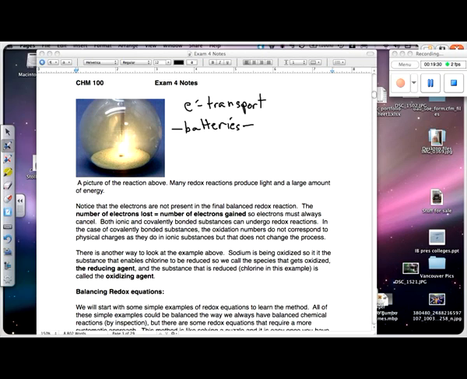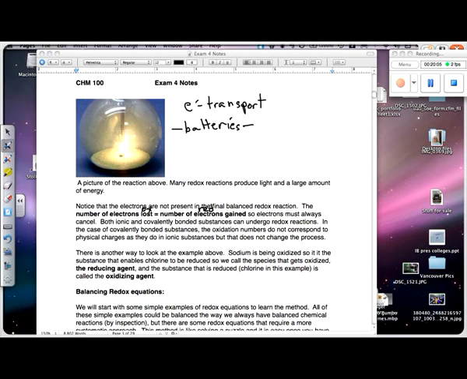When we added those two half reactions together, we made sure that the number of electrons lost in the oxidation equals the number gained, has to be, just like we've been balancing equations. Both ionic and covalently bonded substances can undergo redox reactions. In the case of covalently bonded substances, as I have already said, the oxidation numbers do not correspond to physical charges as they do in ionic substances, but that does not change the process.